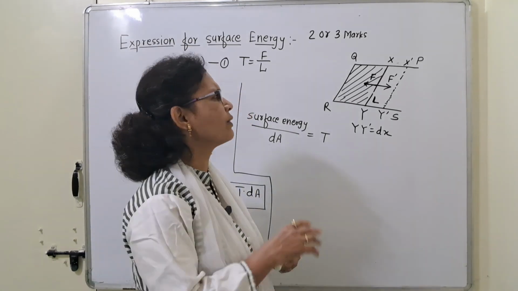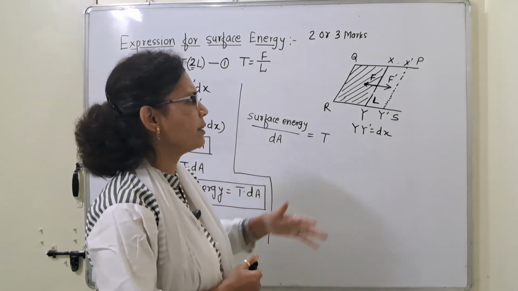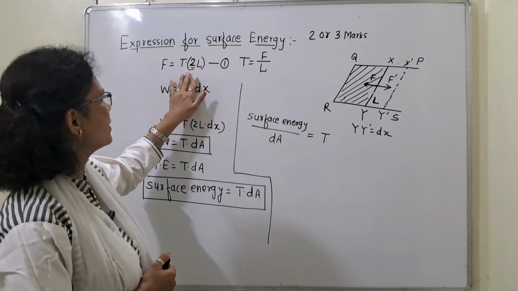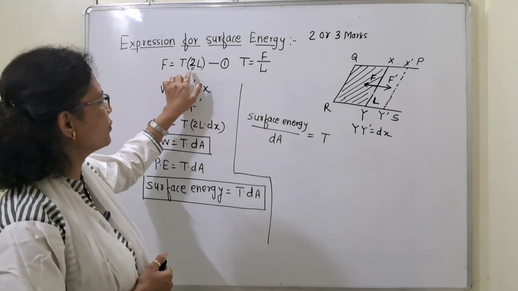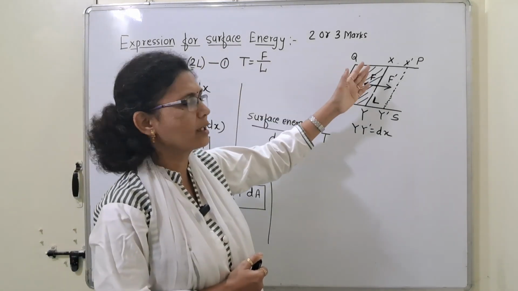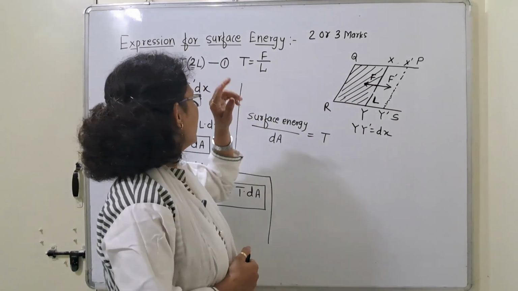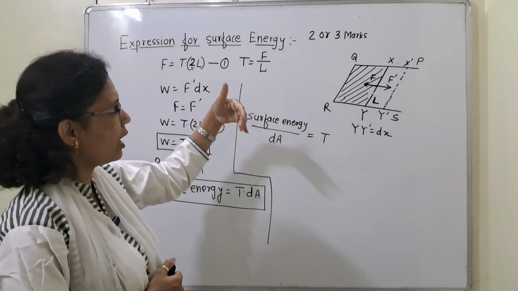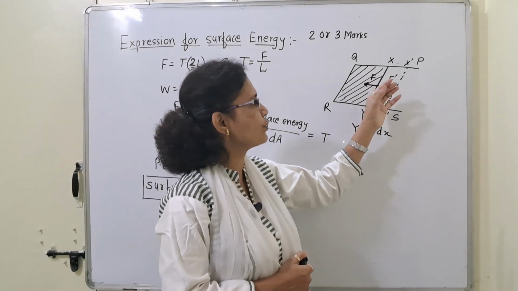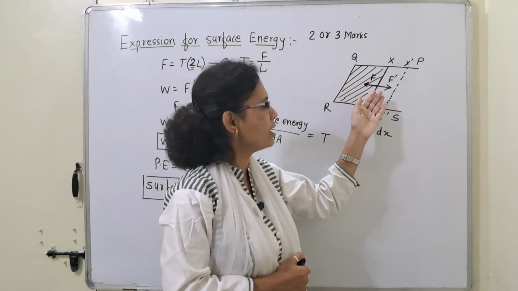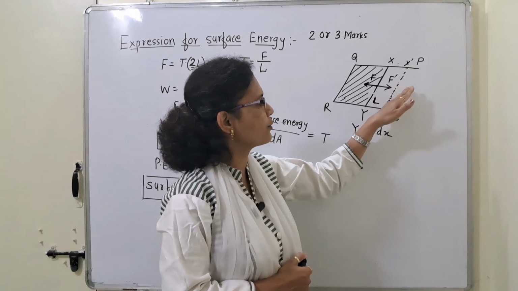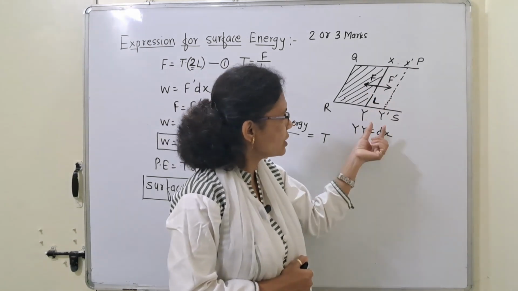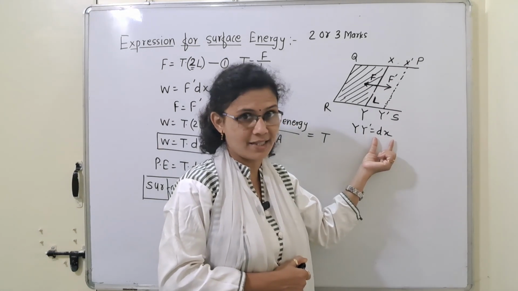Simply we have to consider one frame, then one flexible or movable arm XY. Inward force acting on this film will be F is equal to T into 2L. Two factor is there because that film has two sides. Then we have written the formula F is equal to T into 2L. Now, if we apply equal and opposite force to this inward force, that is F dash, therefore new position of that arm will be X dash, Y dash. But that new position gives some displacement of that arm, that is dx.